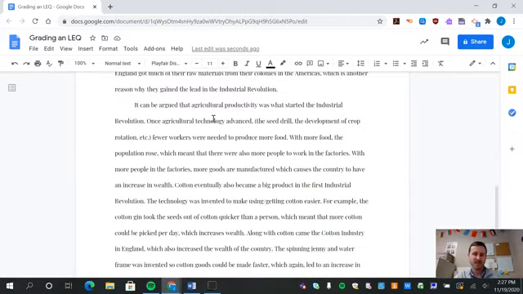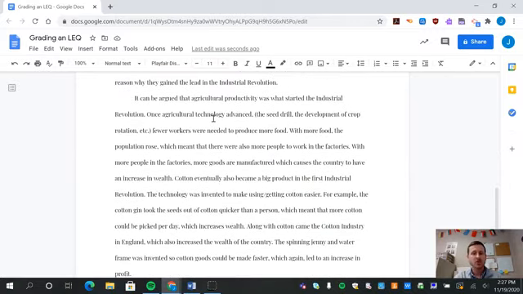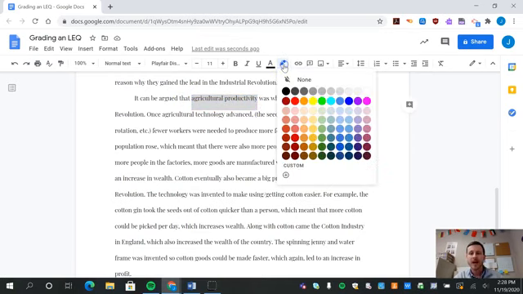Now let's look at the last body paragraph, and I think this is the strongest body paragraph that this student writes, because they, again, build upon this leads to this leads to this leads to this. And I think if that's your approach to LEQ writing, that's the name of the game. So, it can be argued that agricultural productivity was what started the Industrial Revolution. Again, talking about agricultural productivity as an environmental aspect.